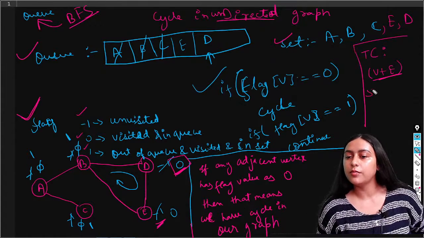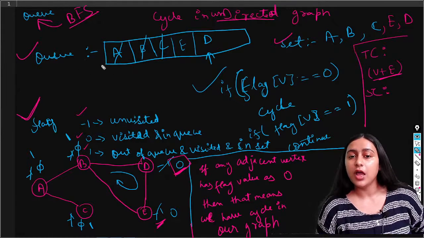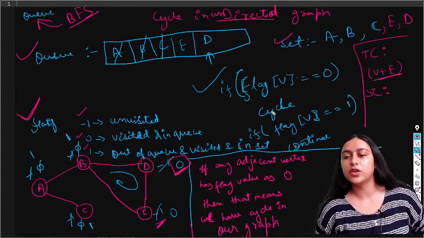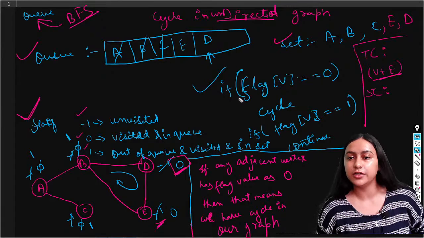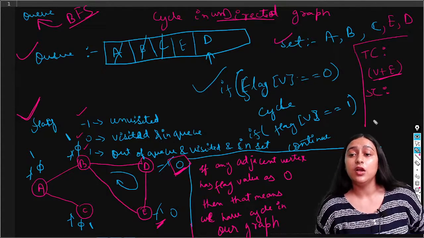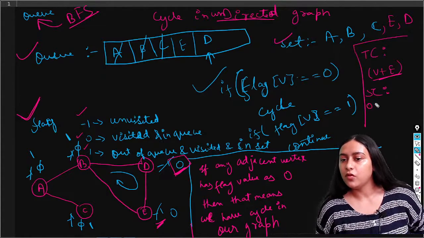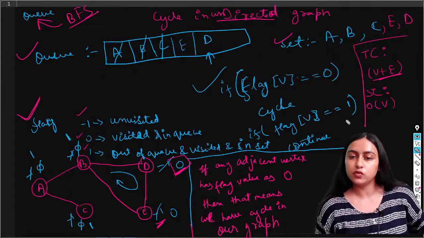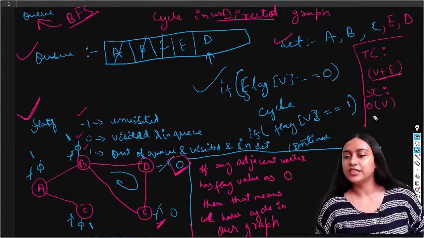If I talk about space complexity, we are going to maintain a queue, and in the worst case this queue can be of size V. Here again we have a set, and in the worst case the size of this set can go up to V. So basically it's O of 2V, where 2 is a constant. So the space complexity is also O of V.